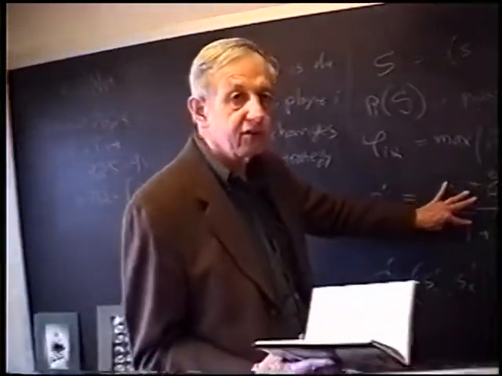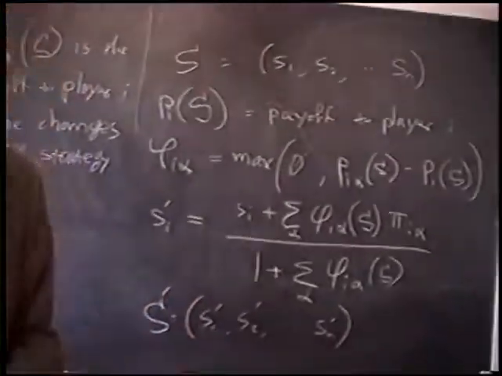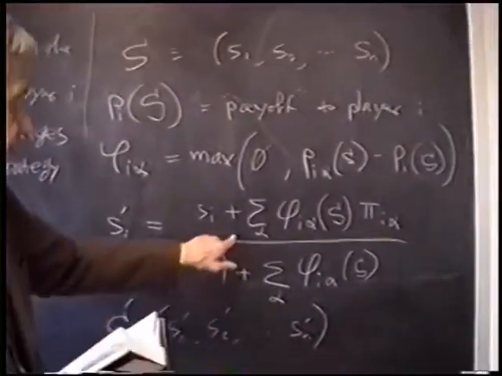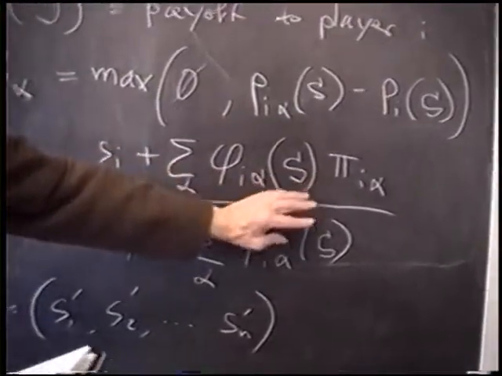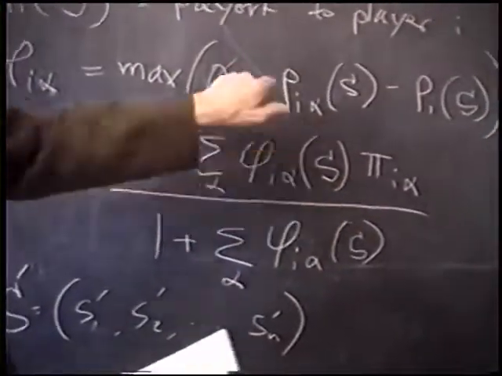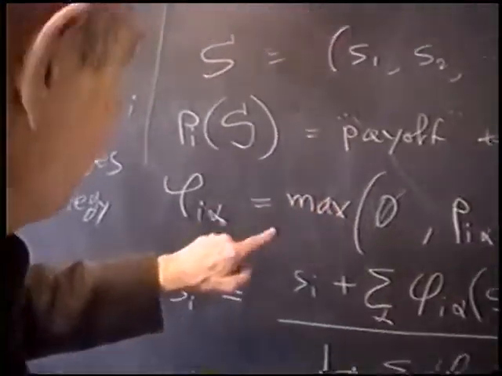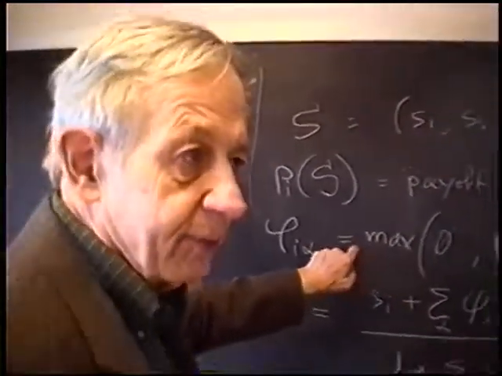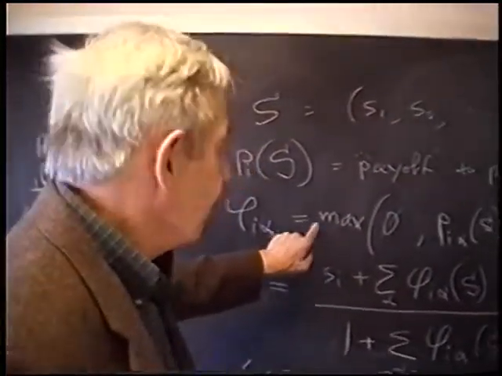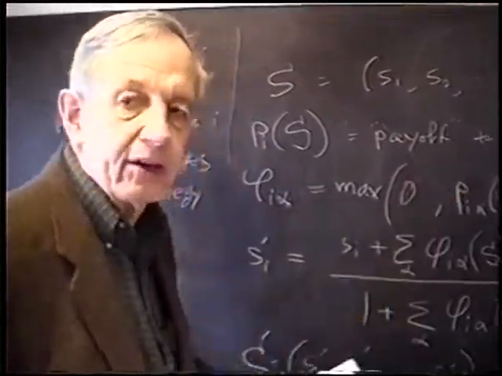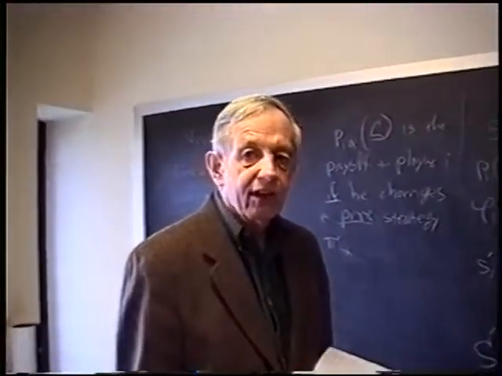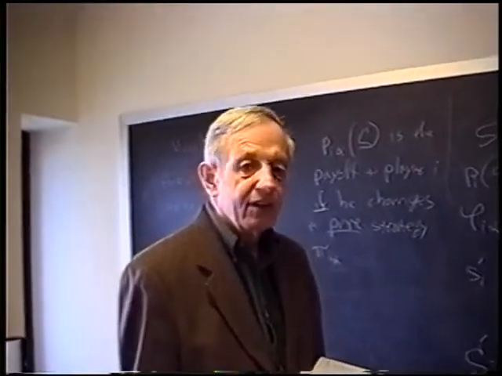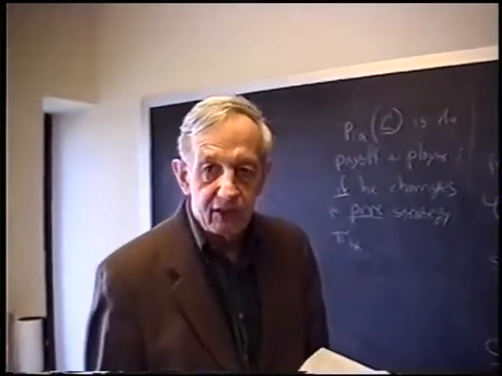If nothing changes here, then these numbers are all 0. And if these numbers are all zero, these phis, then this thing is an equilibrium point. Right. Which means that no player has any pure strategy that he could use that would give him more of a payoff in relation to what the others are using.